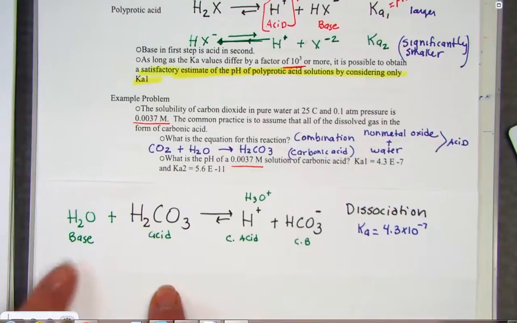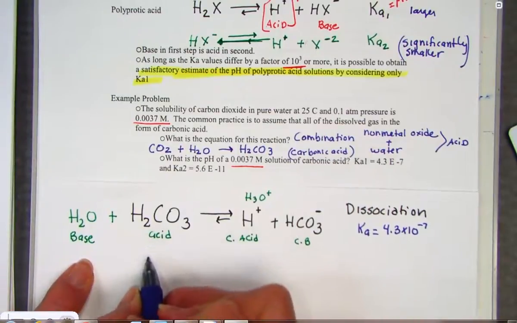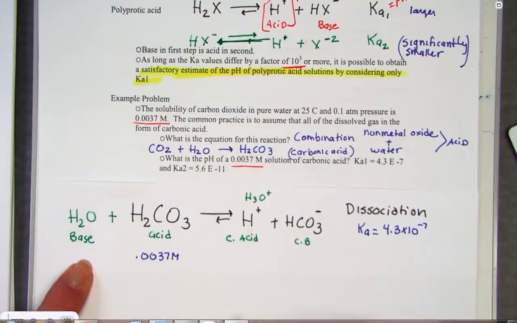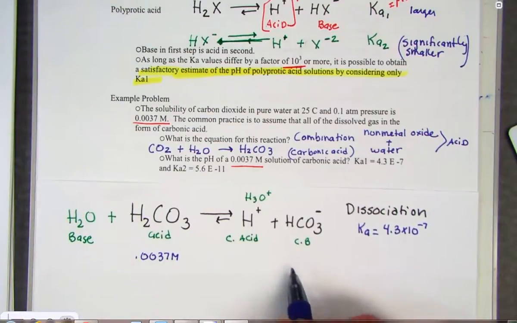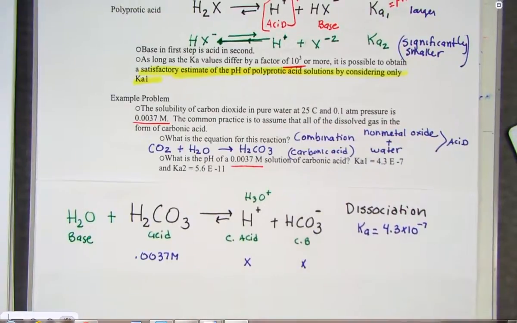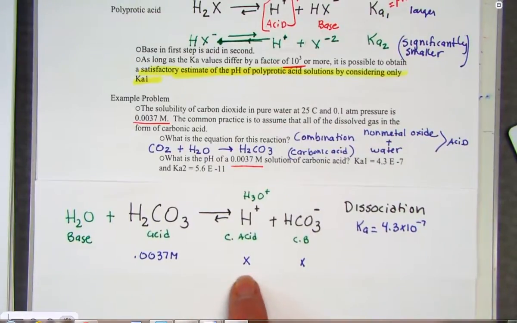So in the first expression, here's what we know. The concentration, 0.0037 molar of the acid. And when I dissociate, I release equal amounts of the hydrogen ion as bicarbonate ion. I'm going to let X represent the first proton and the equal amount representing the negative ion of bicarbonate. And we'll set up our expression.